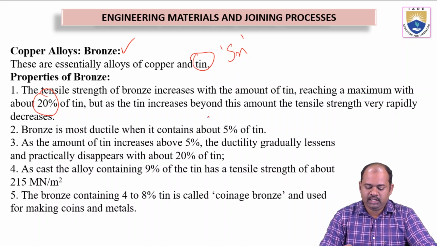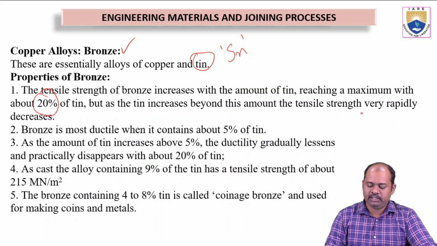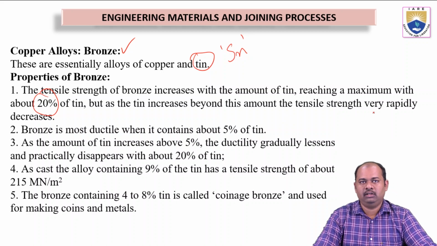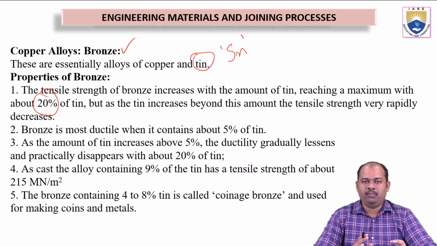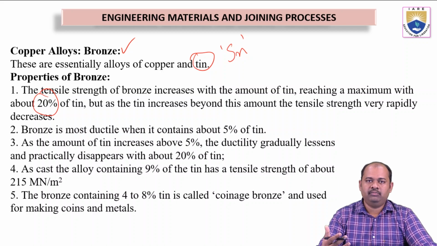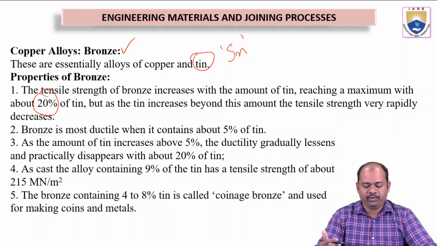But as tin increases beyond this amount, the tensile strength very rapidly decreases. So it has to be carefully added to copper. Otherwise, the tin itself can act as a mechanism where it will decrease the tensile strength.